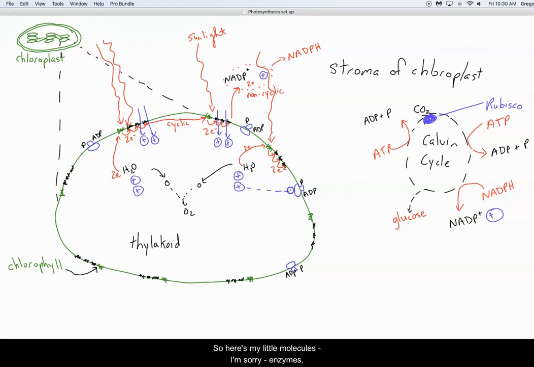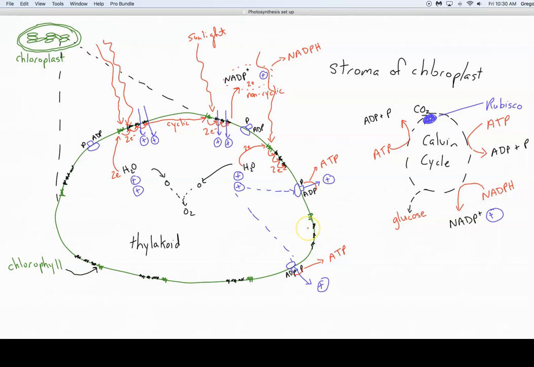So here's my little molecules, or I'm sorry, enzymes, really, they're gigantic, of ATP synthase. We'll have protons come out here too, because it's easier to draw down here in the corner. So the protons come out through ATP synthase, and as they come out, once again, they influence the enzyme to crank down and snap ADP onto ATP, and that generates adenosine triphosphate, ATP, in the stroma.